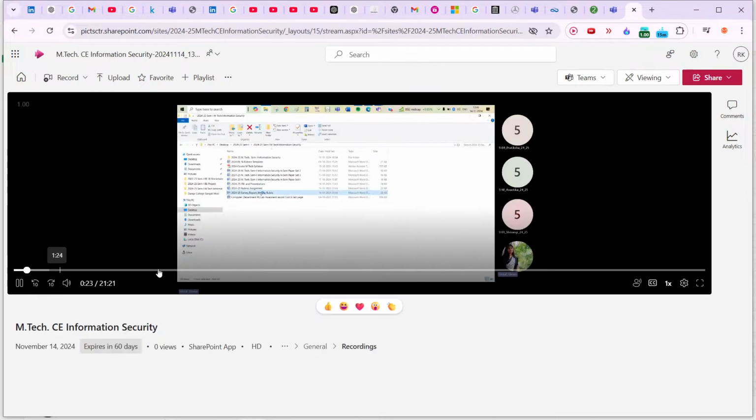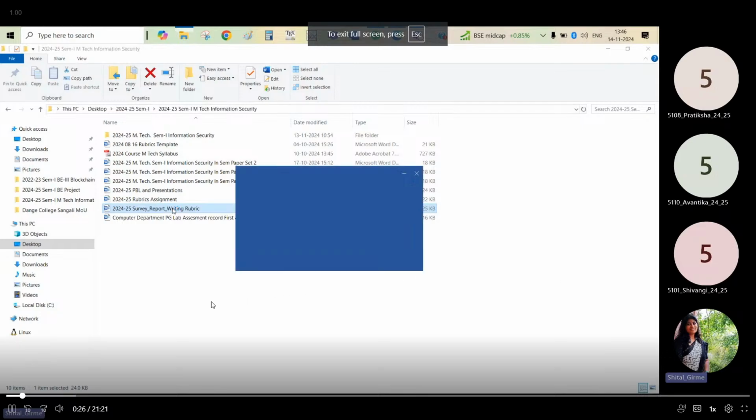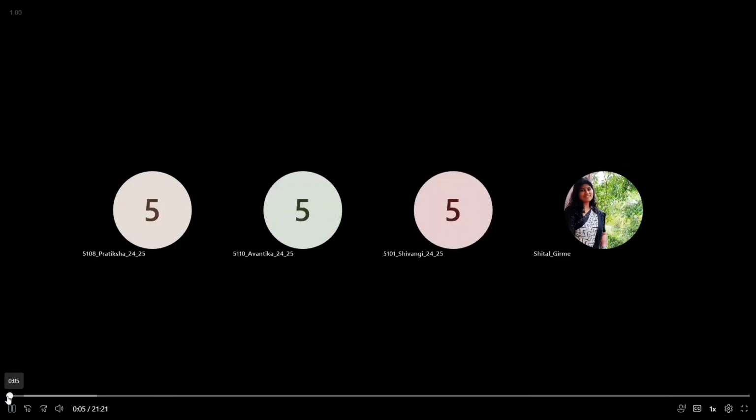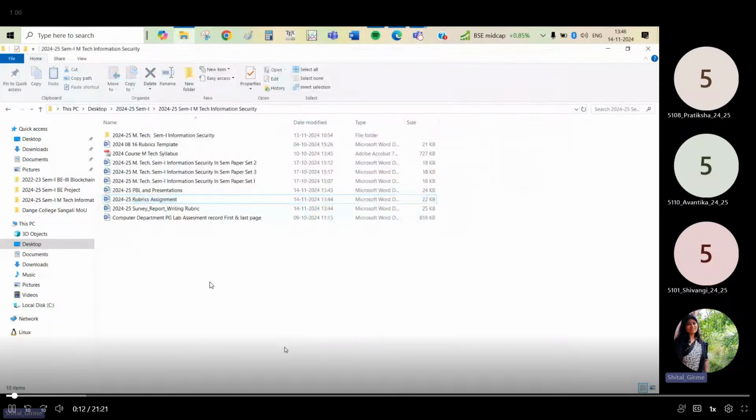Survey report writing rubric for assessment. So now this rubric would give you the insight of what all you are supposed. Okay. So I'm going to present the assessment formats using different rubrics for problem-based learning, then assignment and the survey report writing. So we'll first of all understand the survey report writing rubric for assessment.